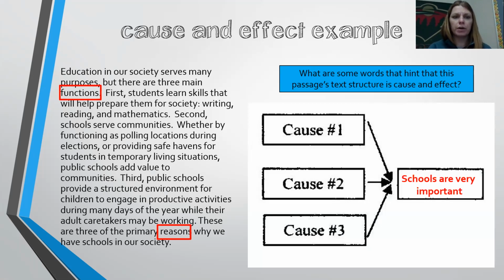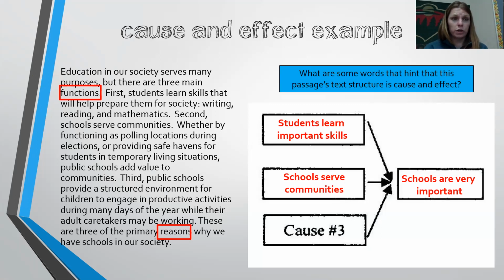So schools are very important. And here are the 3 reasons why. Here are the 3 causes that make school very important. 1, students learn important skills. They get educated. 2, schools serve communities. 3, they also provide childcare while parents work.